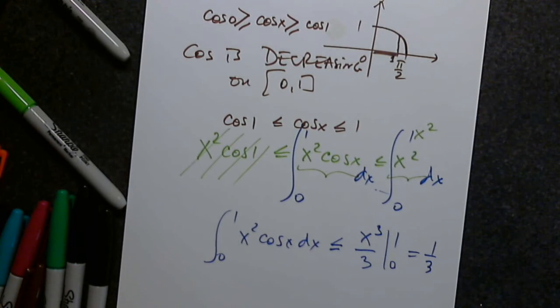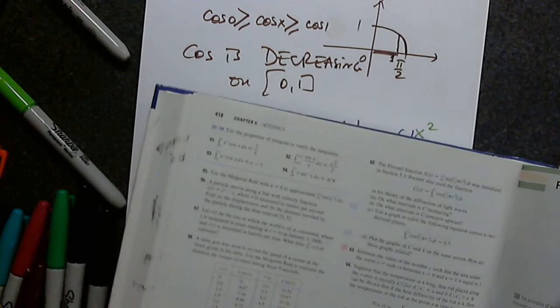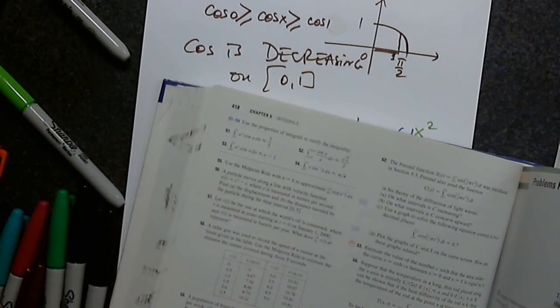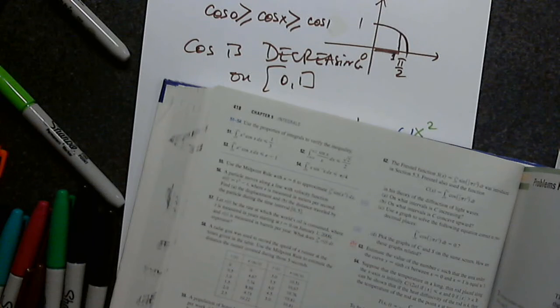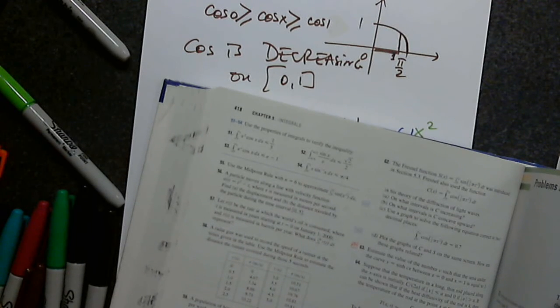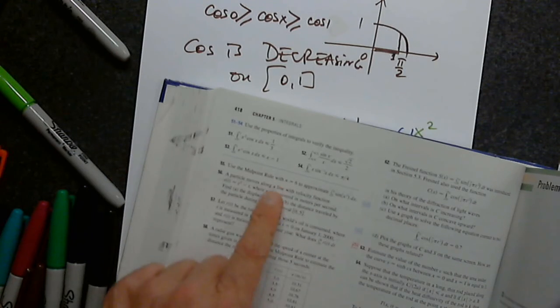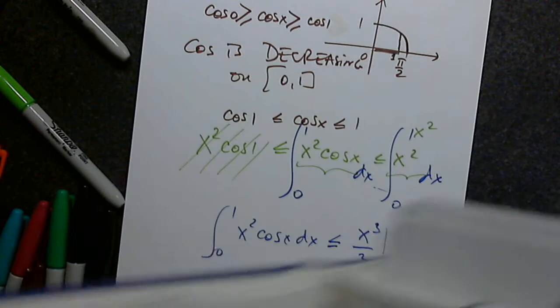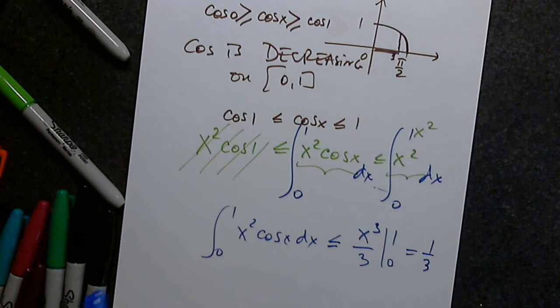Okay, 54 caught my eye. Would you like to do another property or something else? Okay, so 54 caught my eye. So let's see what that is all about.